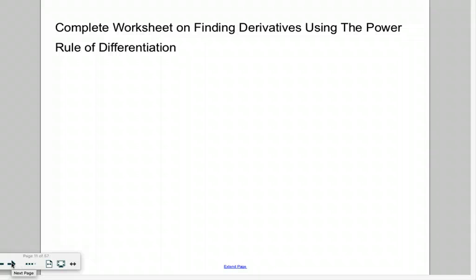At this point, you should be able to do that worksheet that I sent you away with. Just remember to rewrite your functions so that you can write them as a power of exponent, and then you can take the derivative using these methods.